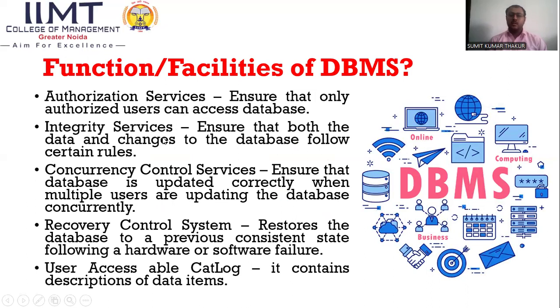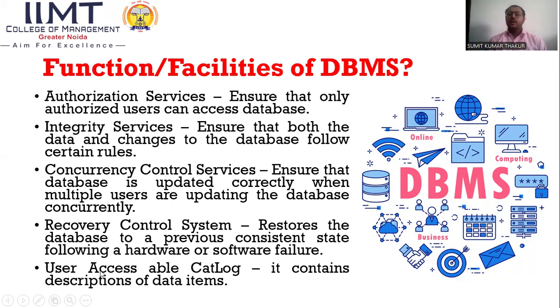Then integrity services, which ensure that both the data and the changes to the database follow certain rules. Concurrency control service ensures the database is updated correctly when multiple users are updating the database concurrently. Recovery control system is important when the system faces hardware or software failures. It restores the database to the previous consistent state following a hardware or software failure.